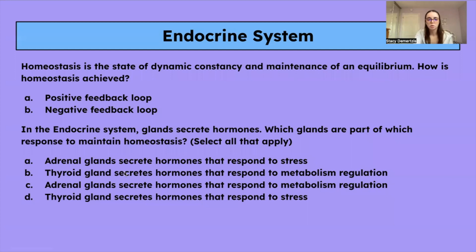Okay, A, because of cortisol. Yeah, so A is definitely one of them because the adrenal glands are going to secrete cortisol, and that is our stress hormone, right? Whenever there's a stressful response or a stressful stimulus, our adrenal glands will secrete cortisol. So A is one of them. What would be another response for this?